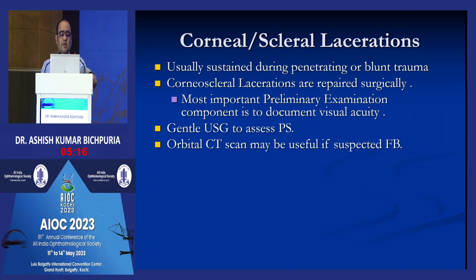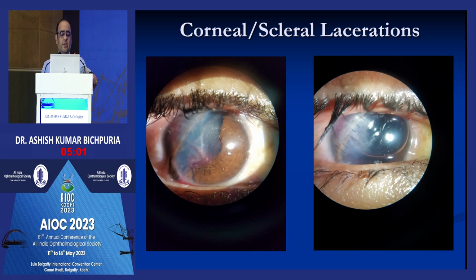So comes the corneoscleral laceration. Usually sustained during penetrating or blunt trauma, corneoscleral lacerations are repaired surgically. The most important preliminary examination component is to document visual acuity. Gentle USG to assess posterior segment. Orbital CT can be used for suspected foreign body.